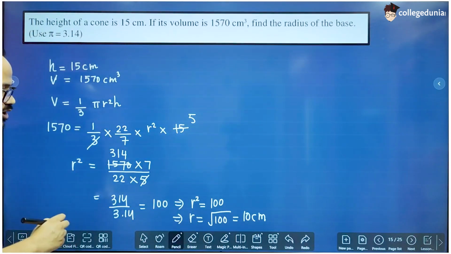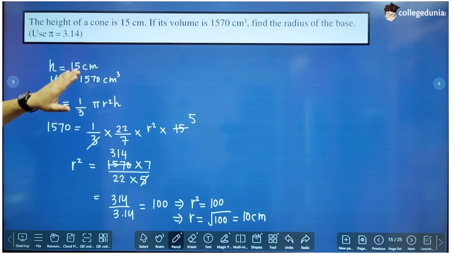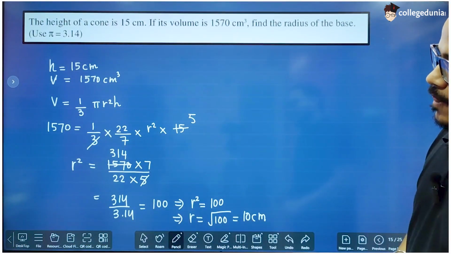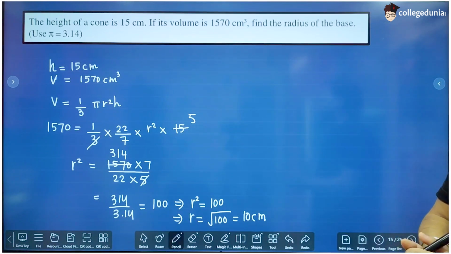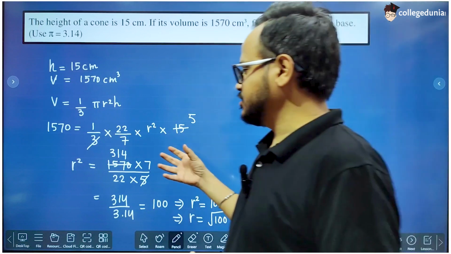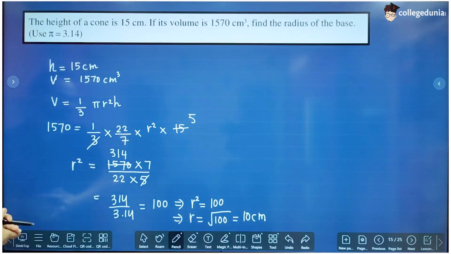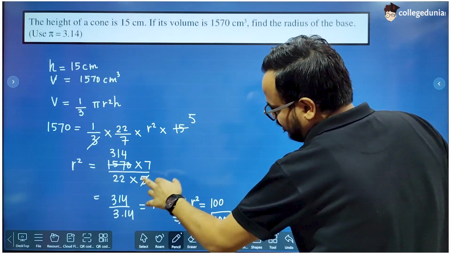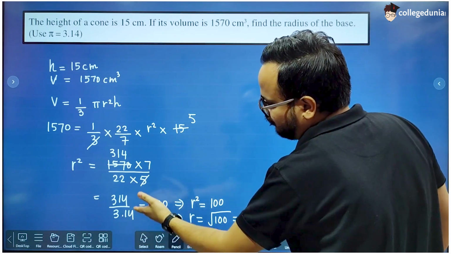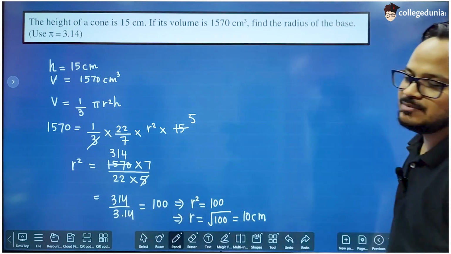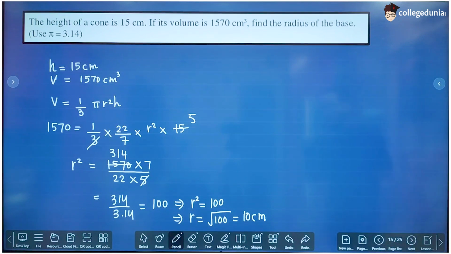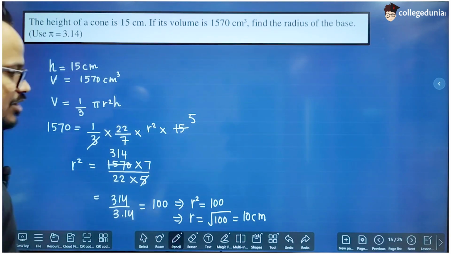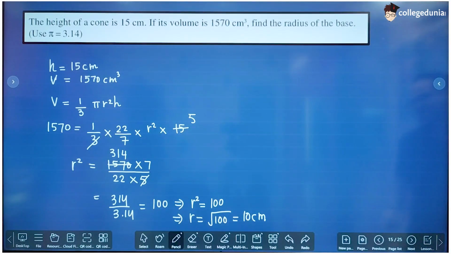You cannot change the value midway. I am just telling this for you. When you see that this answer is easy when you take the value of pi as 3.14, you can just rub it and start again using the value 3.14. That will save your time. Or you can write here that roughly 22 by 7 is 3.14. So in place of 22 by 7, we can write 3.14 and then you can do this question. So find the radius of the base. So radius of the base is 10 centimeter.